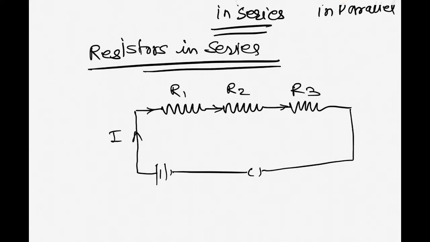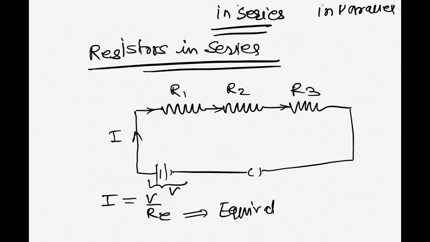The current in the circuit can be calculated by Ohm's law. If the potential source has a potential difference or voltage V, the current I can be written as V upon Re, where Re is nothing but the equivalent resistance of the circuit.